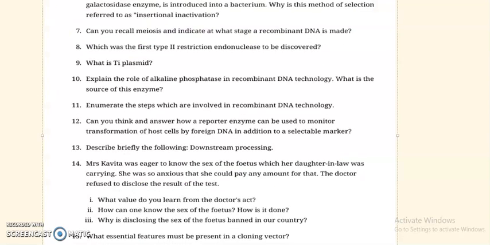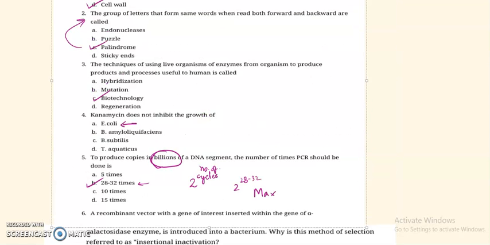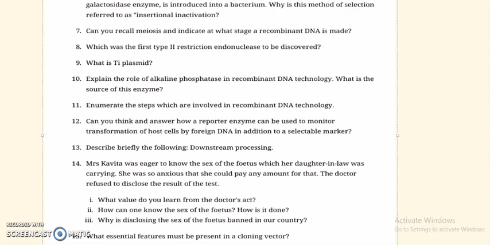Question number 6 is asking: a recombinant vector with the gene of interest inserted within the gene of alpha galactosidase enzyme is introduced into a bacterium. What is this method of selection referred to as? Insertional inactivation. For this I'll be sharing a link in the I button. You just go through that video because this is a 100% theoretical based question.